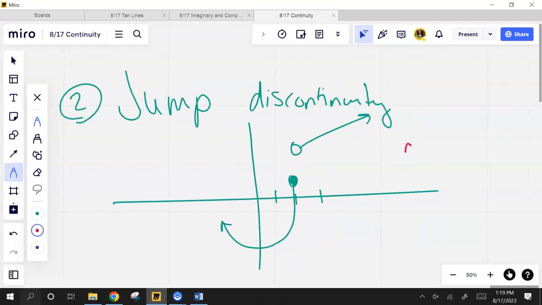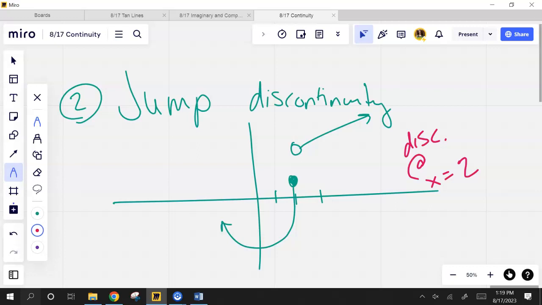So this one has a discontinuity at x equals what? 2. Jump discontinuity. For right now, yeah, I told you it was easy. Tell me whether or not the function is continuous. If it's not, what type of discontinuity does it have and where?